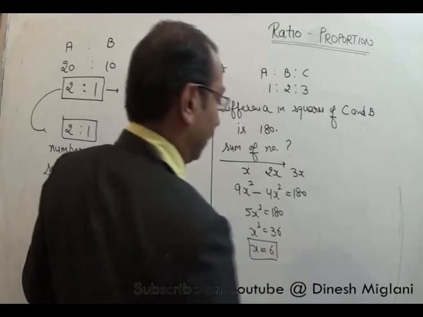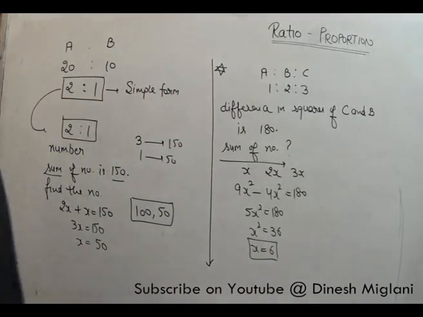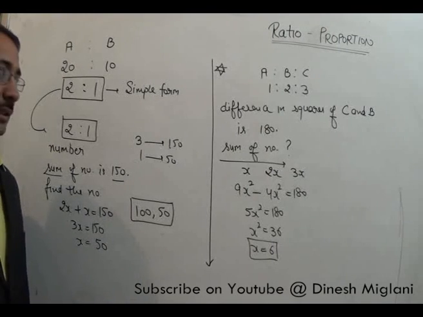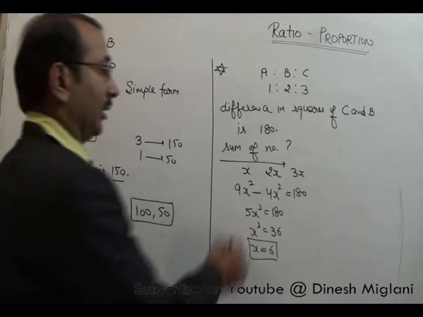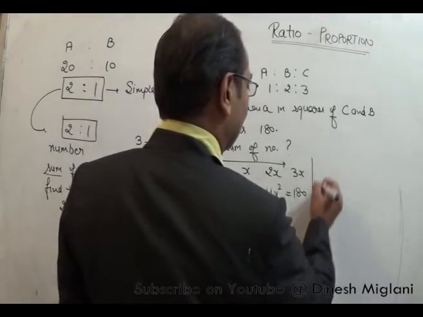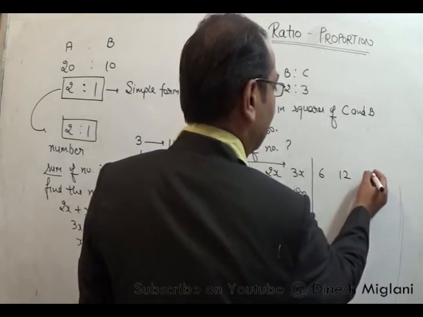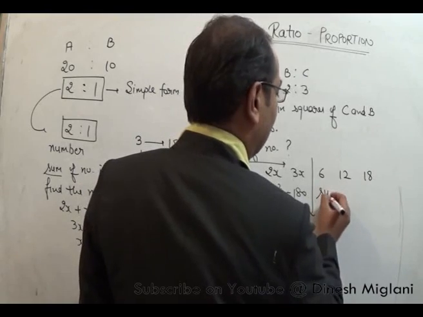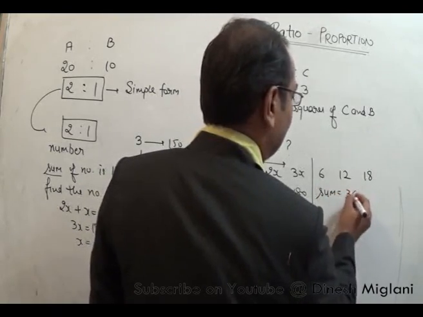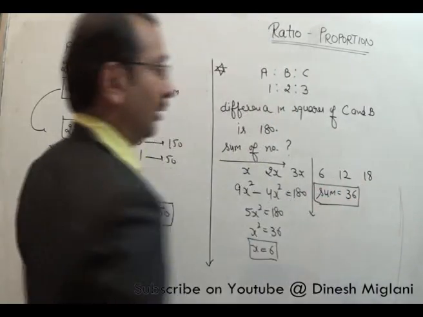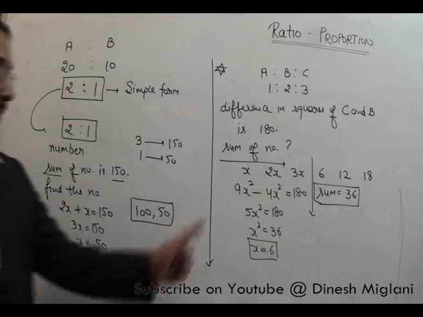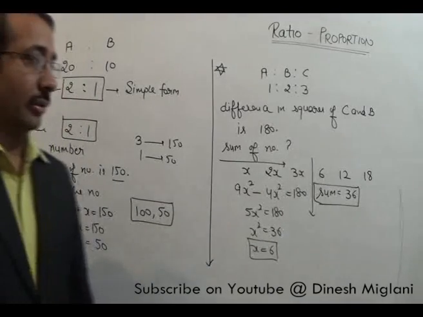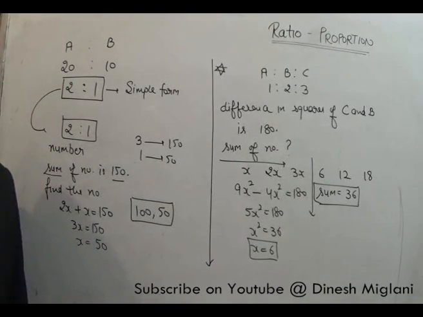So 5x square equal to 180, x square equal to 36, x is equal to 6. If x is 6, my first number will be 6, the second number is 12, and the third number is 18. So I can say the sum of the numbers is equal to 36. That becomes my answer.